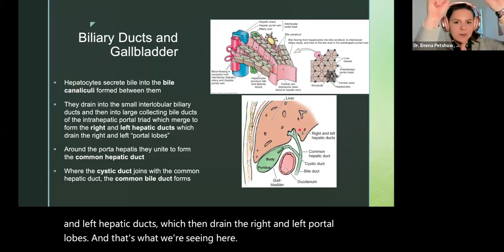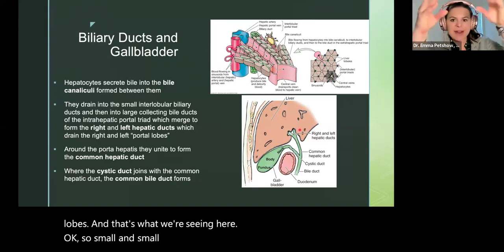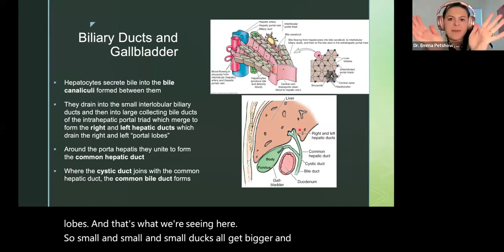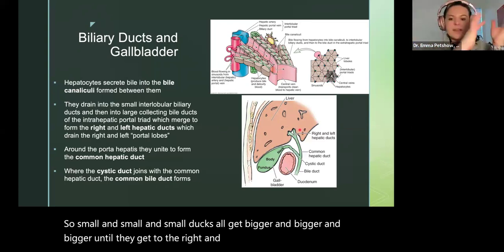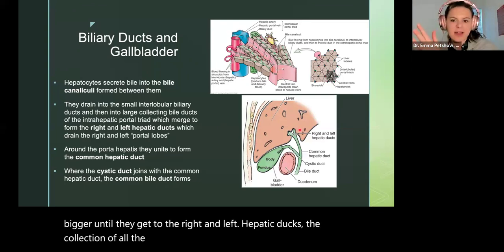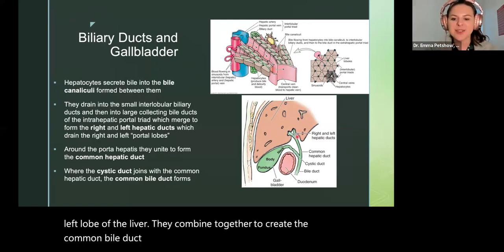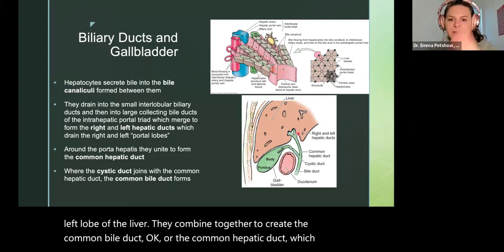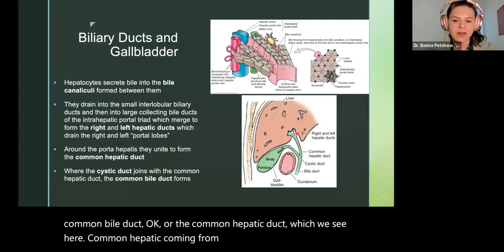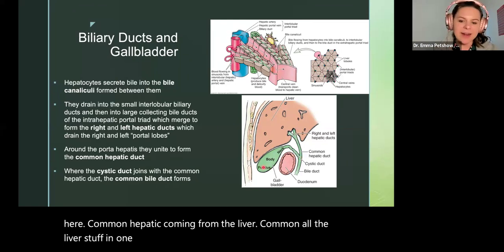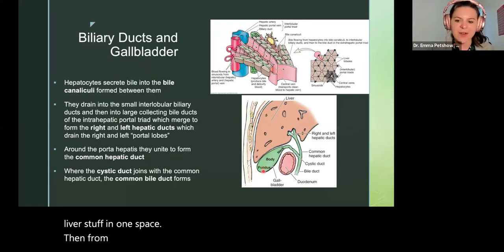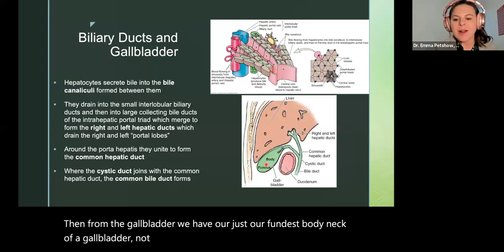Okay, so small ducts all get bigger and bigger until they get to the right and left hepatic ducts, the collection of all the stuff from the right lobe, all the stuff from the left lobe of the liver. They combine together to create the common hepatic duct, which we see here, common hepatic, coming from the liver, all the liver stuff in one space. Then from the gallbladder, we have just our fundus, body, neck of a gallbladder, not something too exciting, but our gallbladder has its own duct, the cystic duct.